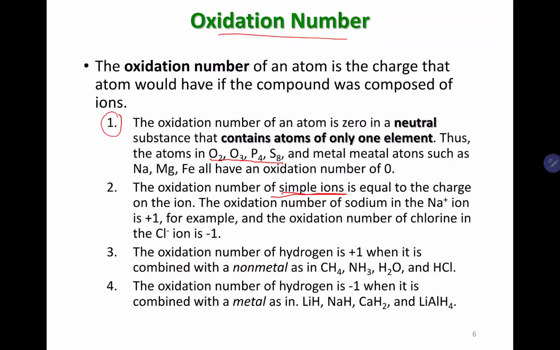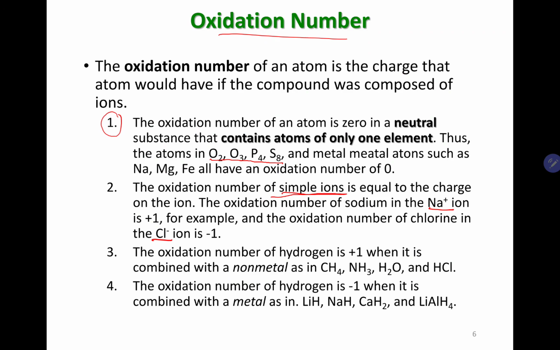And what are simple ions, if you may ask? Simple ions are basically a single atom forming an ion, such as sodium ion or maybe chloride ion. Those are simple ions because these ions only have one atom forming an ion. And the thing about these simple ions is that their oxidation number is equal to the charge.